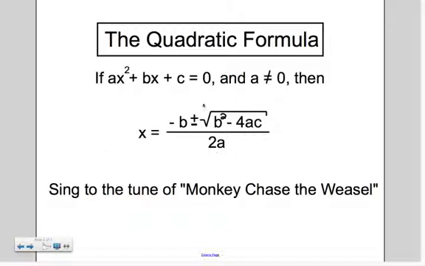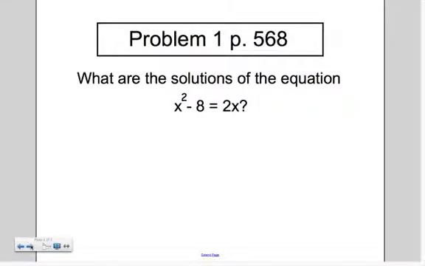But the advantage of the quadratic formula is that it will work. Whether you can factor it or not, it will work. The only time that it will not work is if this in the radicand is negative. Otherwise, it will work. So, here we go.